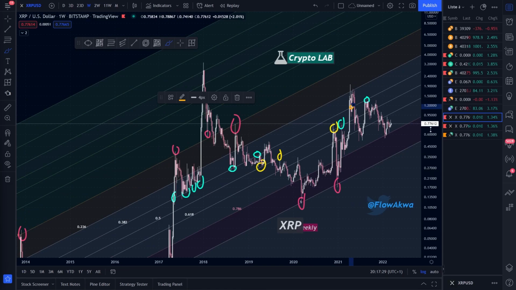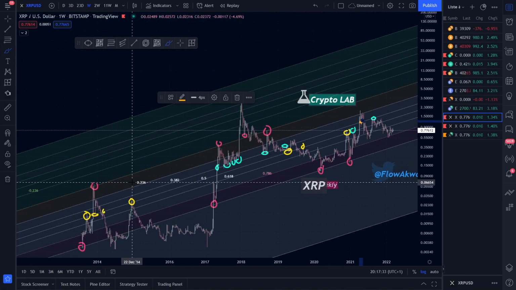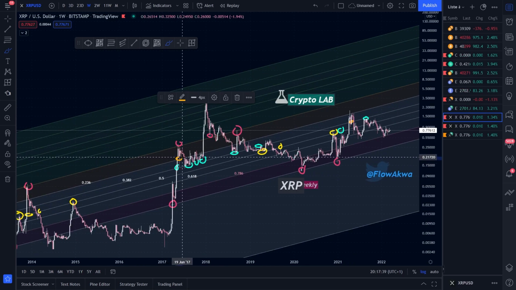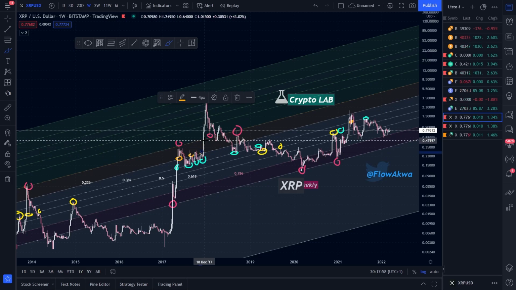What about the 236 line? So we have it here. So let's see. You see that here it was a support because we went through it, but we had a bounce. Then here it was a resistance. Here it was a resistance before the breakout.